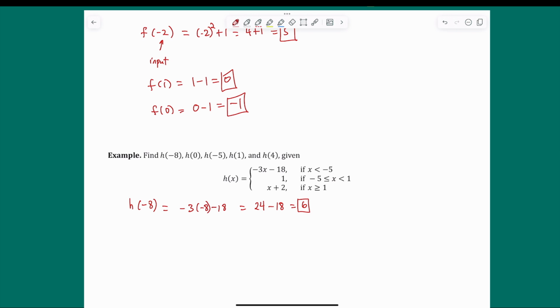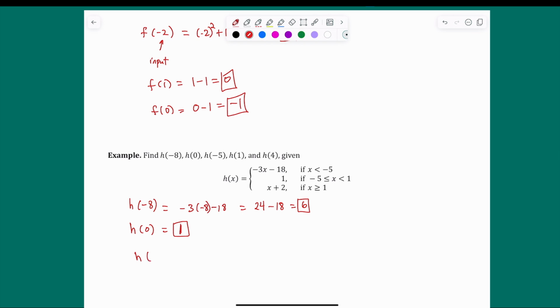Now h of 0, our input is 0. Is 0 less than -5? No. Is 0 between -5 and less than 1? Yes, that checks. So we use the second definition, which is the constant function 1. So we get 1 when x is 0.